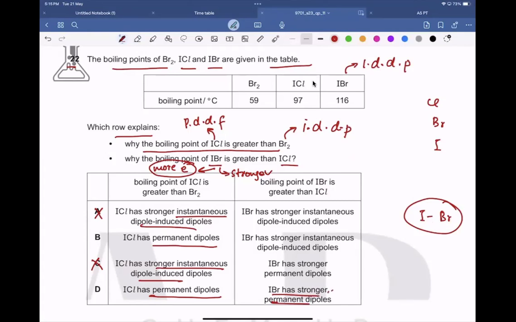So for this reason, the other options go wrong, and you are left with the B option. So B is the correct answer. Why would we say that it has induced dipole forces? Because iodine and bromine are just next to each other, so their electronegativity difference is very small, which makes that they have induced dipole forces. ICl has permanent dipole forces, and bromine has induced dipole forces.